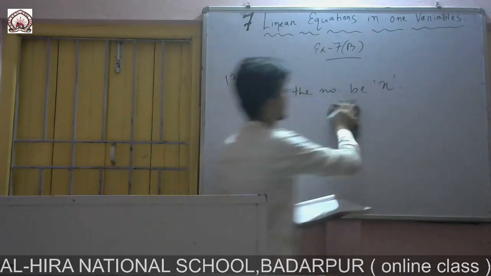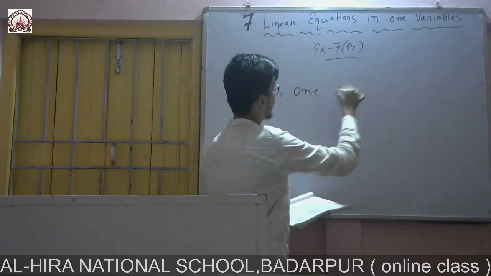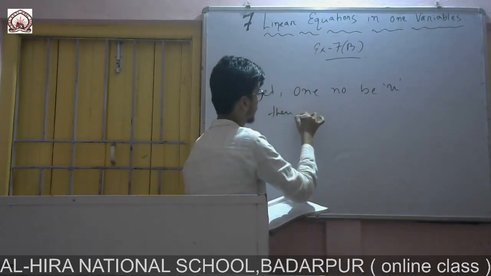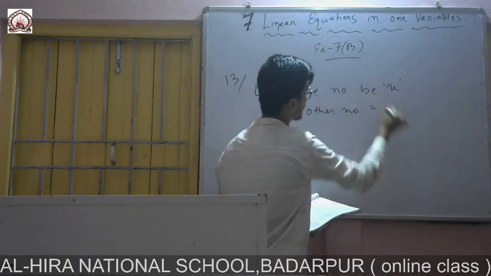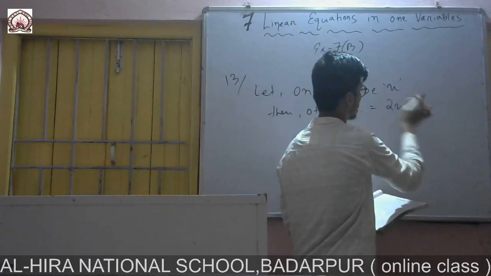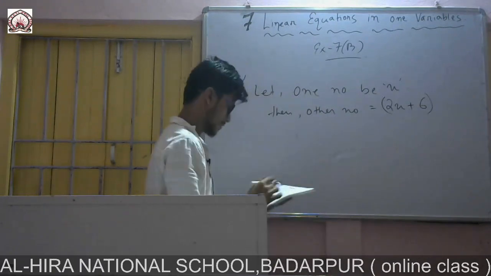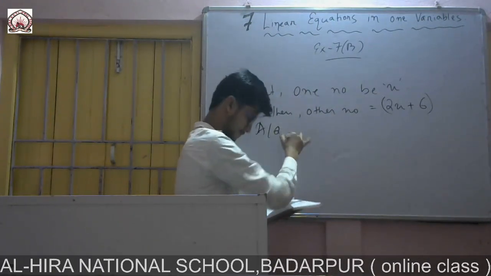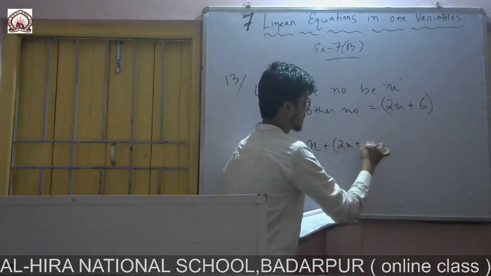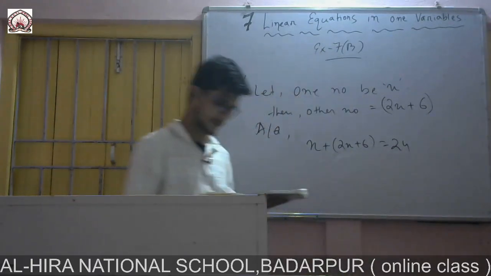You write, there are two numbers. You write let one number be x. Then the other number will be, it is given the other number is 2 times that number plus 6. This is the other number and this is one number. And it is given that the sum of the two numbers, one number is x, the other number is 2x plus 6. So the sum of the two numbers is 24. You have to find both the numbers.